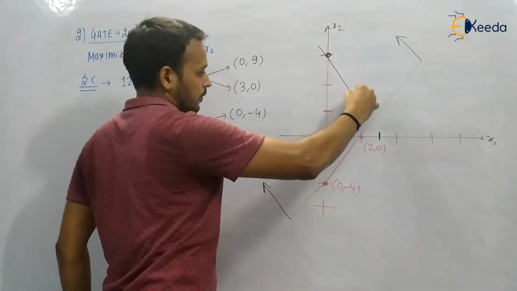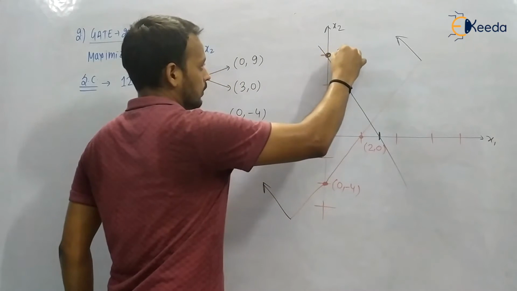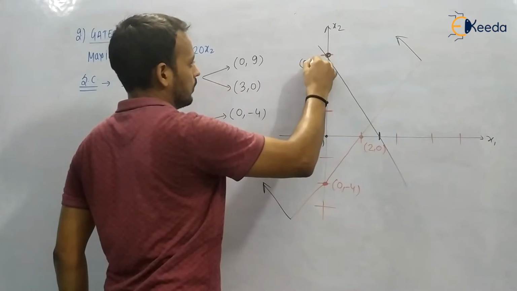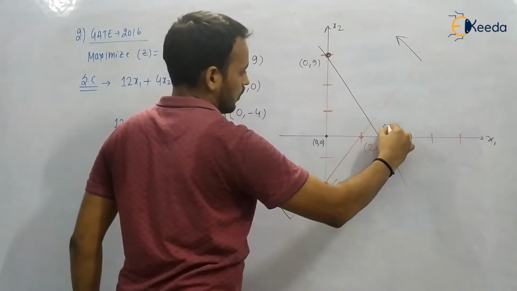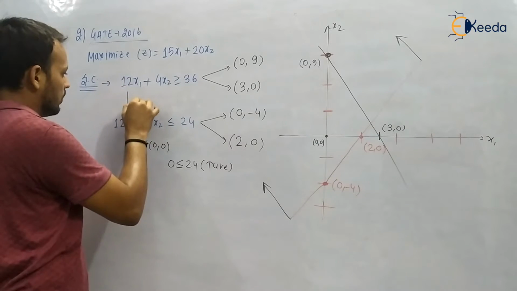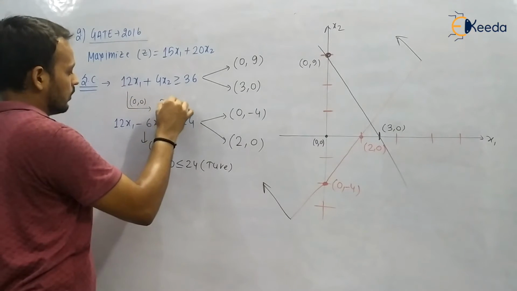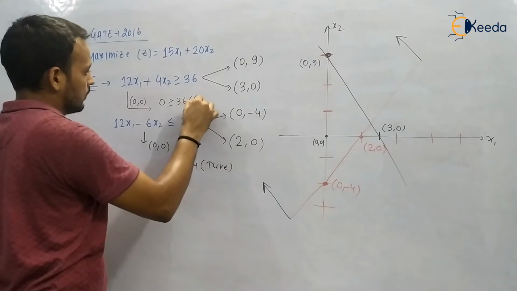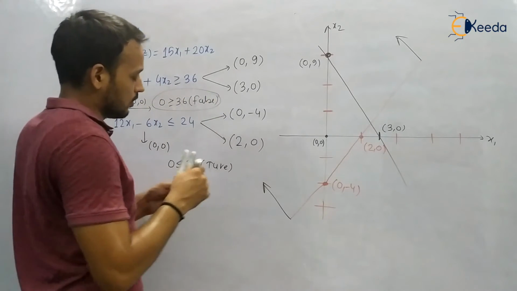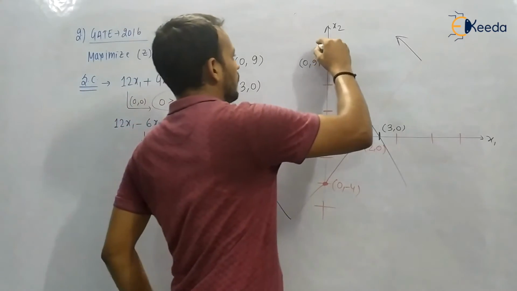So combine them. This is your 0 comma 9 and this is your 3 comma 0. And put 0 comma 0 here. It means 0 is greater than or equal to 36. The condition is false. That constraint was a mixed constraint. The condition is false, which means the graph is shaded away from the origin.